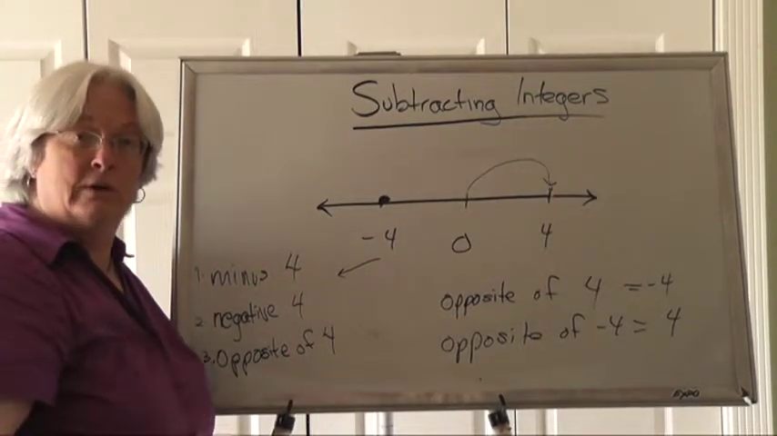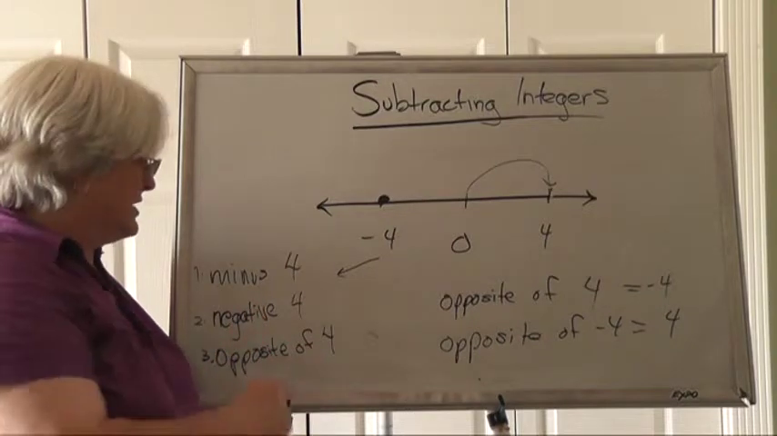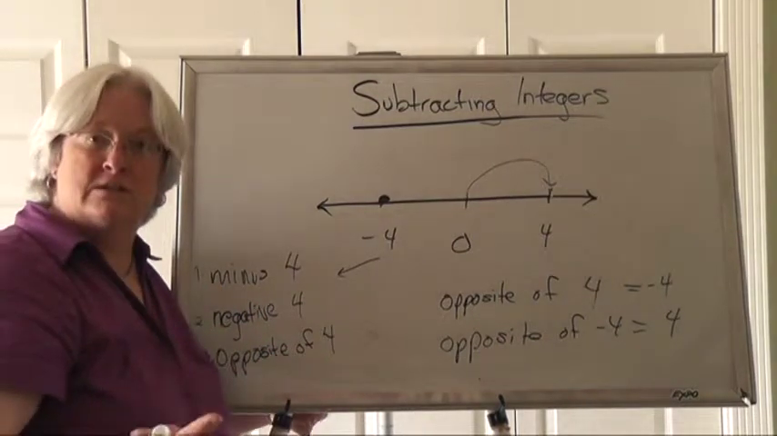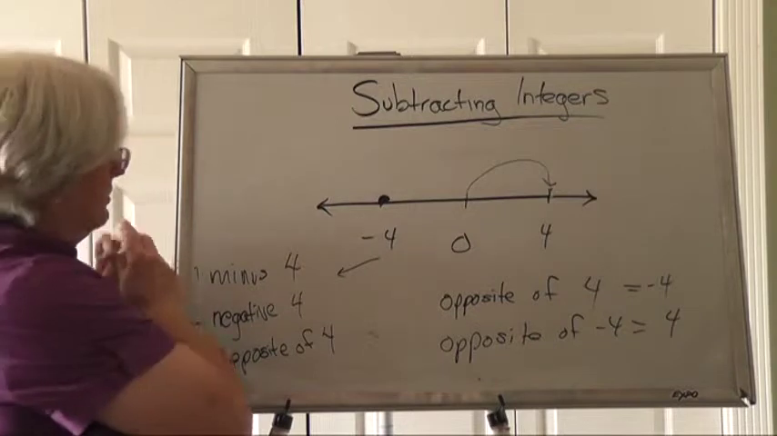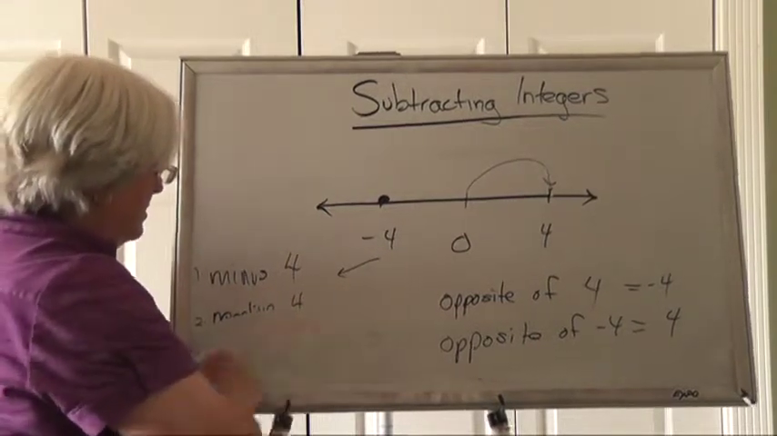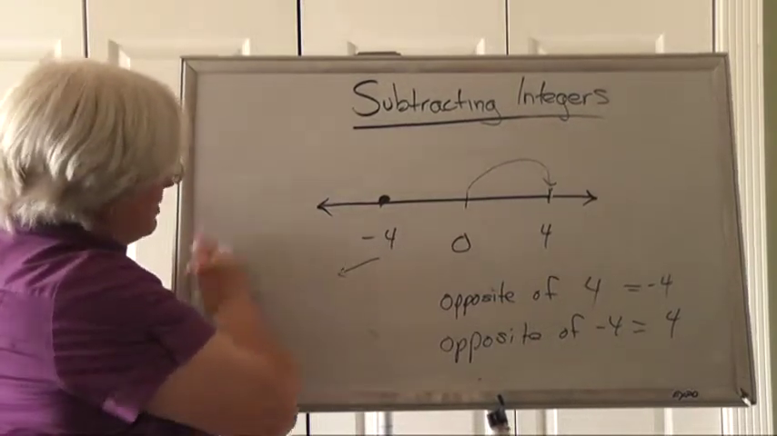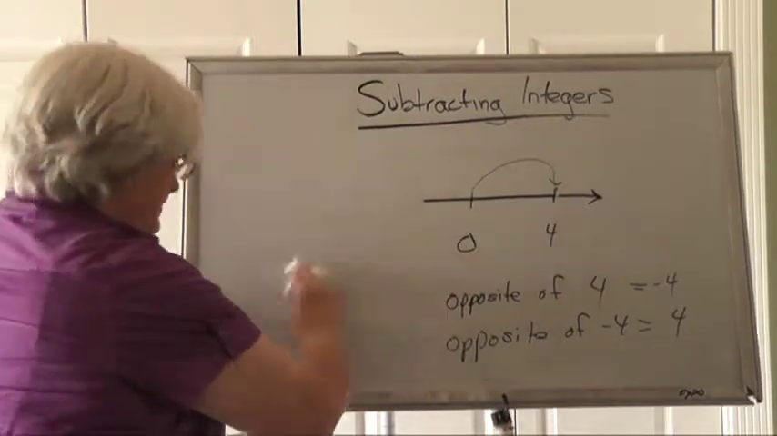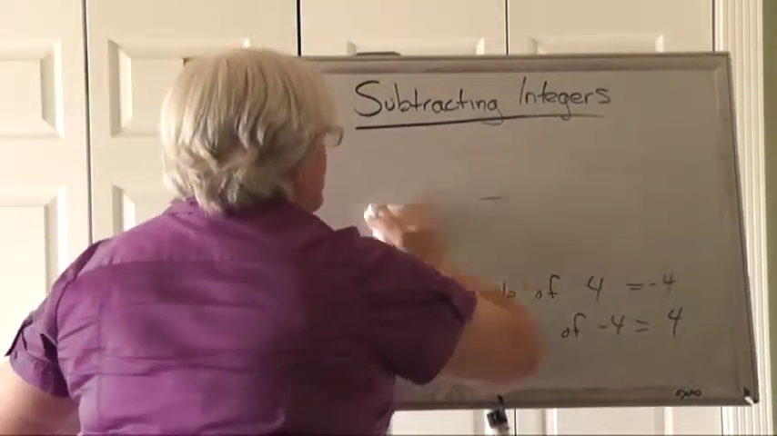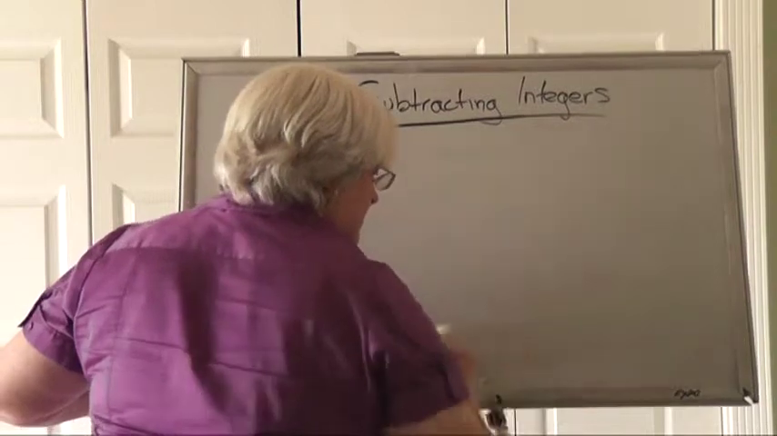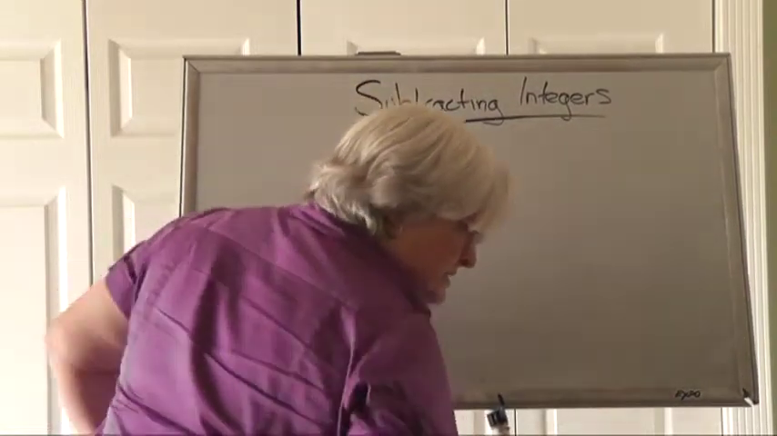And depending on what you're doing, sometimes it makes more sense to use minus, sometimes it makes more sense to use opposite. So this is what we're going to be working with when we're subtracting integers. To subtract an integer, you want to be able to add the opposite. So let's see an example.